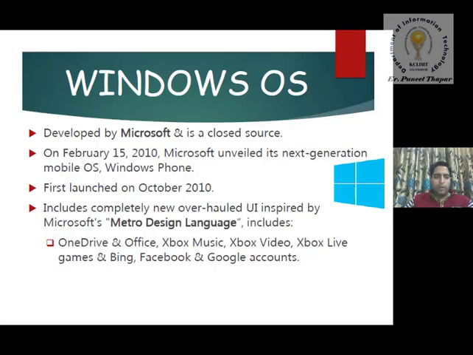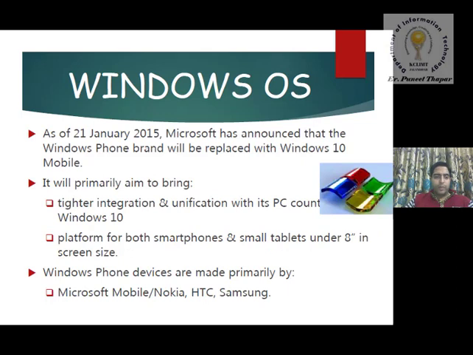The Windows operating system is developed by Microsoft and is closed source. In February 2010, Microsoft released its next generation mobile operating system, Windows Phone, first launched in October 2010, with a new UI inspired by Microsoft's Metro design language. It includes OneDrive, Office, Xbox Music, Xbox Video, Xbox Live, Bing, Facebook, and Google account integration. As of 2015, Microsoft announced that the Windows Phone brand would be replaced with Windows 10 Mobile.